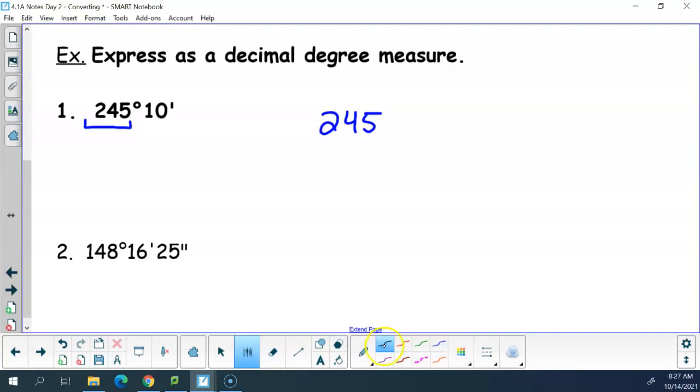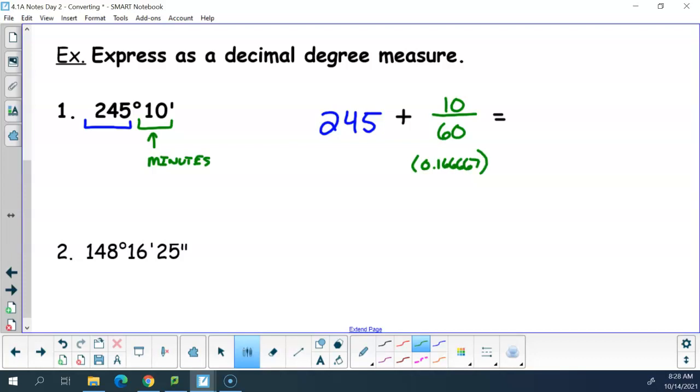Then what you do is add to that this part. Well, this part is the minutes. But if I want to add to the degrees, I've got to convert minutes into degrees. So I'm going to divide that by 60. If it were seconds, I would divide it by 3,600, because I need to be all in degrees. Once you get all that done, then you can add these all together. Well, this one right here is 0.166667.